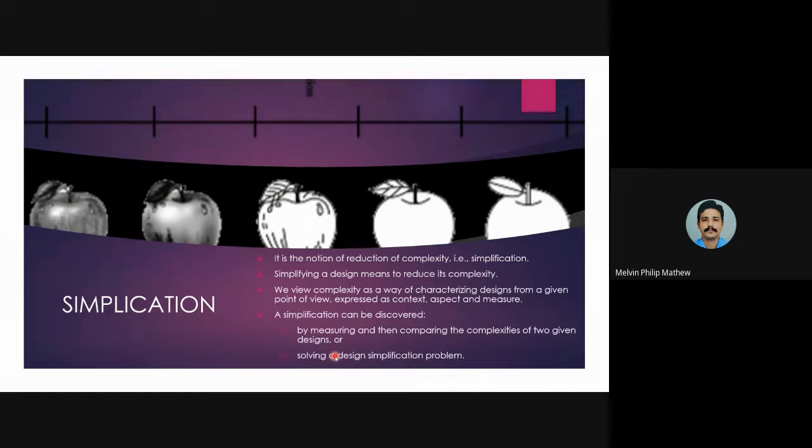So basically what we are doing is measuring and then comparing the complexity of the two given designs. We are comparing and finding out what is wrong, or what additional processes we are using in the production process. And then we are solving a design simplification problem. So we are analyzing and discovering the problem, and then we are finding various solutions to achieve reduction in the production cycle. Okay, so I will wind up today's session.